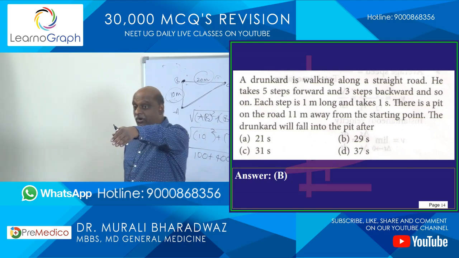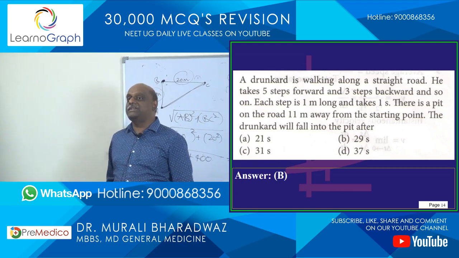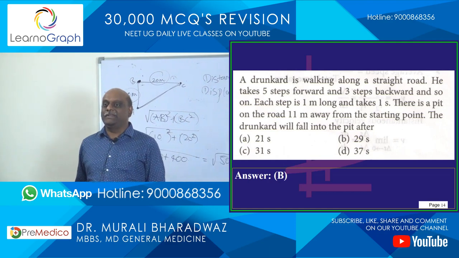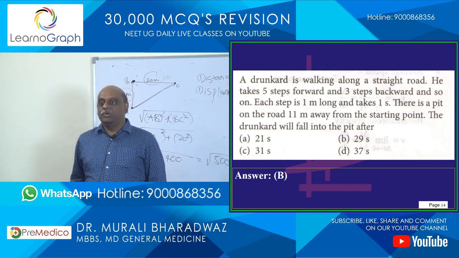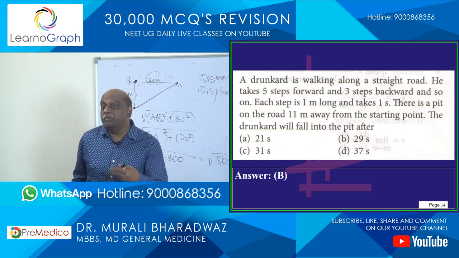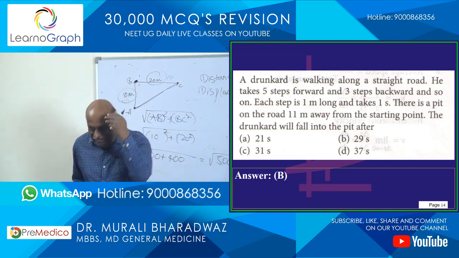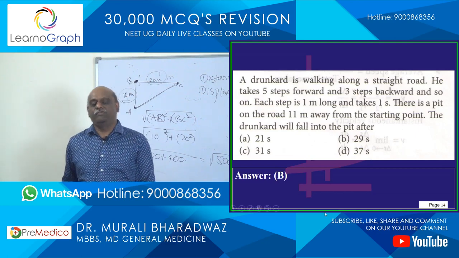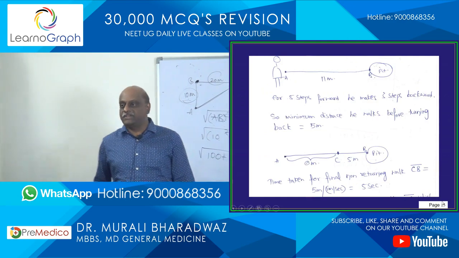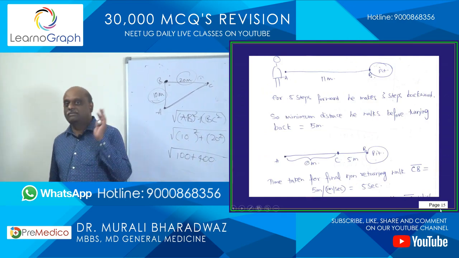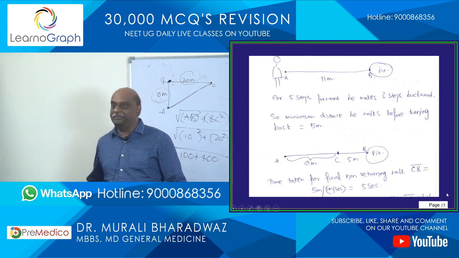And there is a pit on the road around 11 meters away from his starting point. So after how much period of time will the drunkard fall in that pit? Very easy question, very interesting question. Can you give me the board, please?